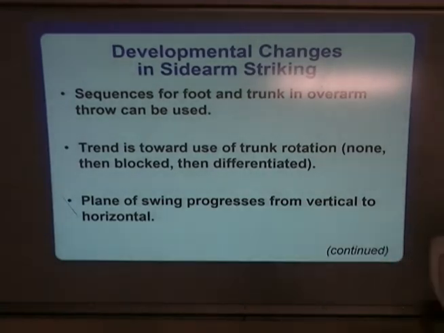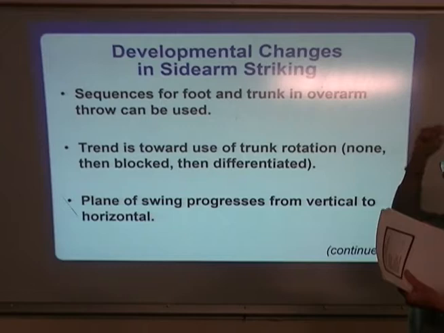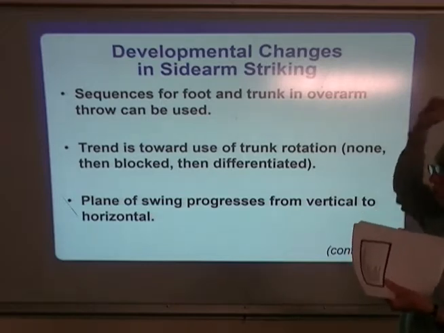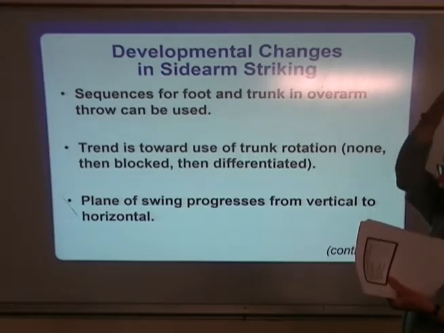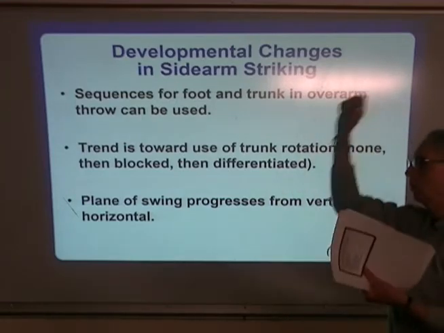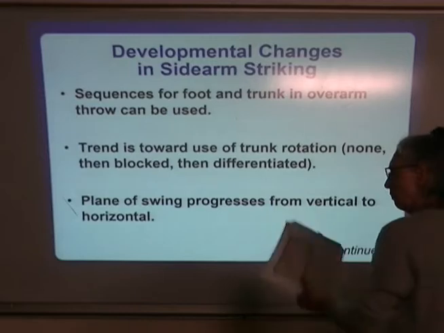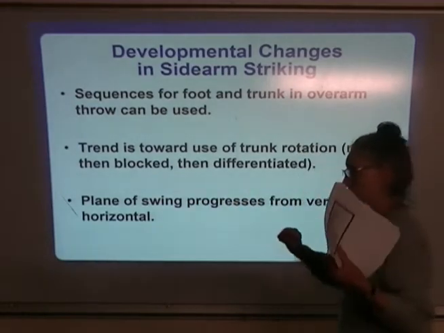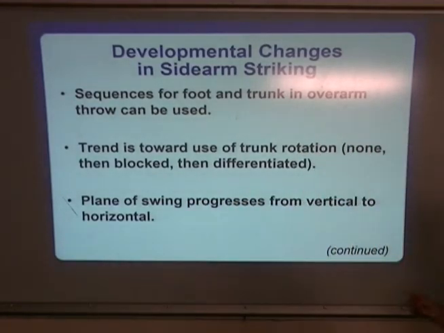And gradually, as they're getting more proficient, we're going to see the bat and the arm go from chopping down on the ball to gradually coming sideways to the ball.